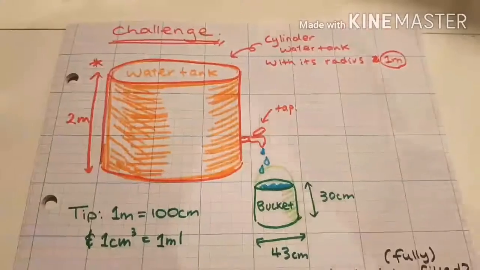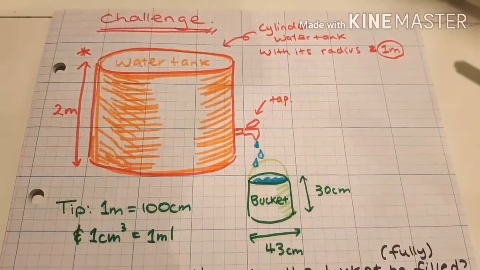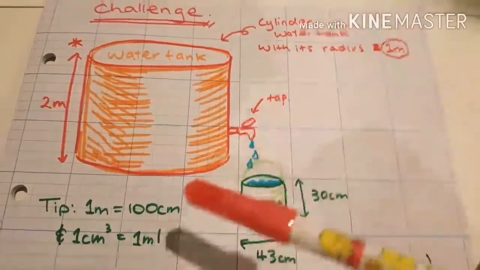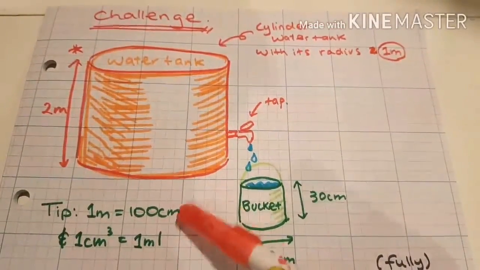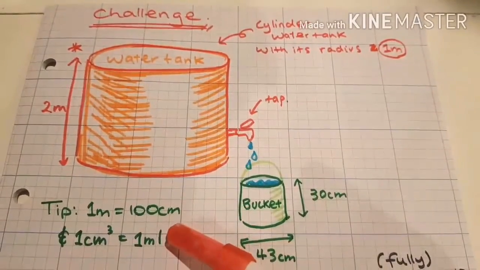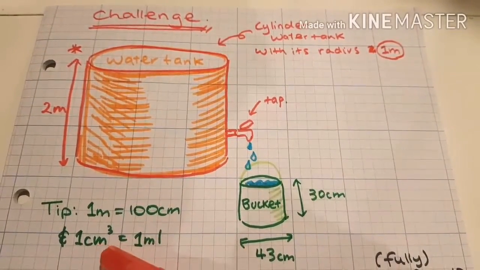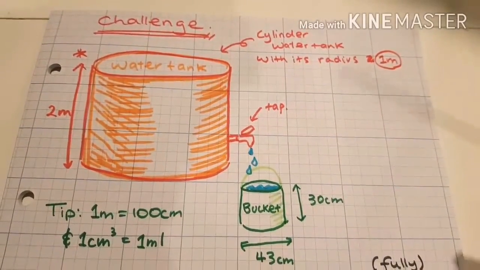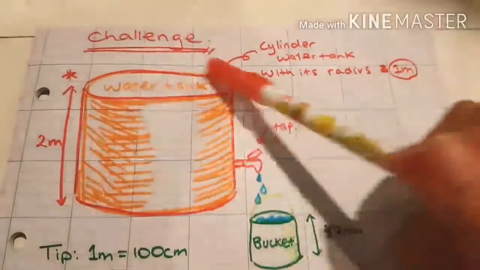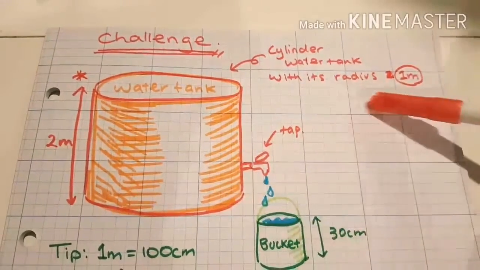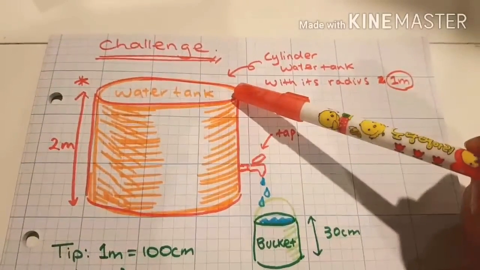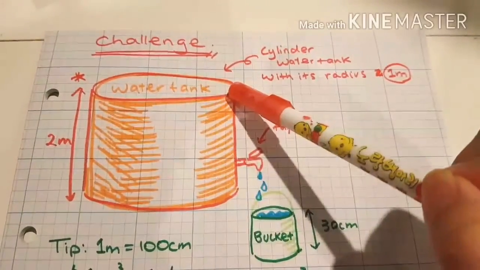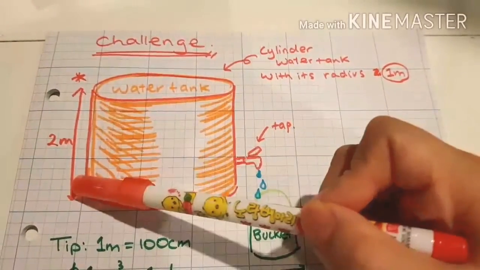Okay, now finally we're on to challenge questions. So here's a tip. 1 meter is equivalent to 100 centimeters. 1 cubic centimeter is equivalent to 1 milliliter. Okay, so here's a water tank. The radius of the water tank is 1 meter. Okay, so 1 meter radius is a 2 meter diameter and 2 meter height, the depth.